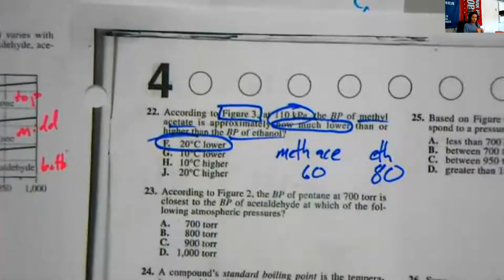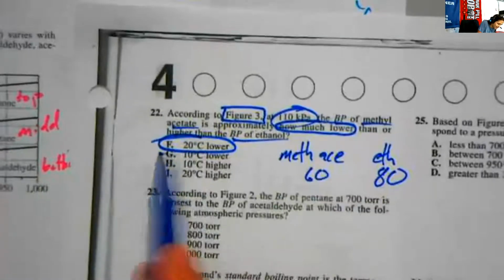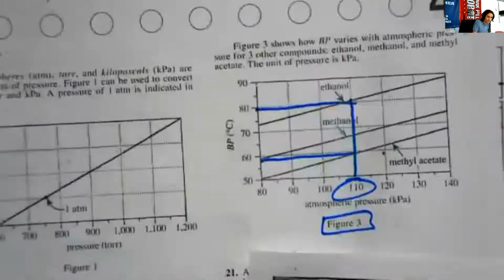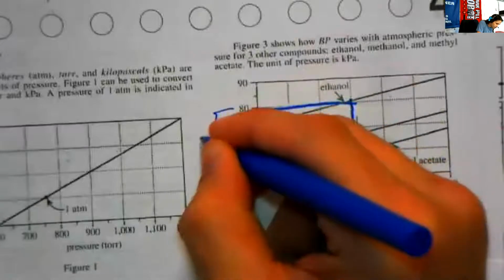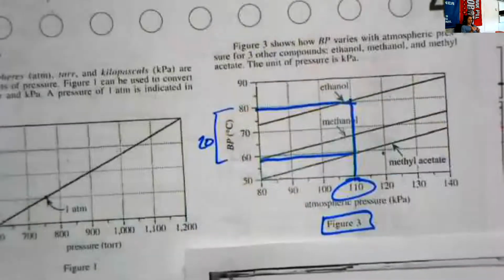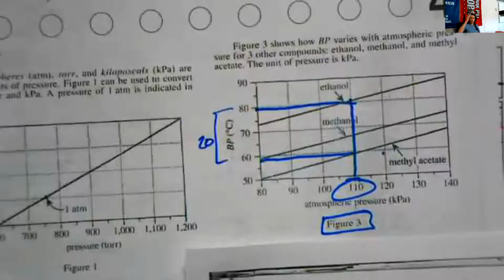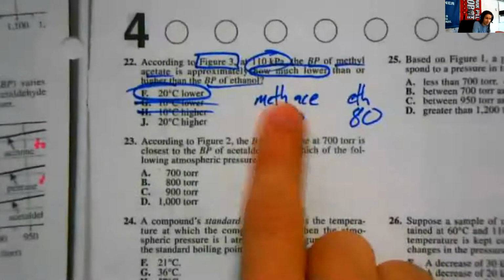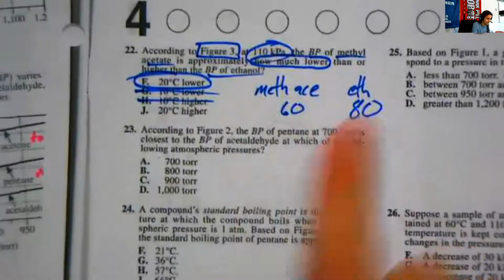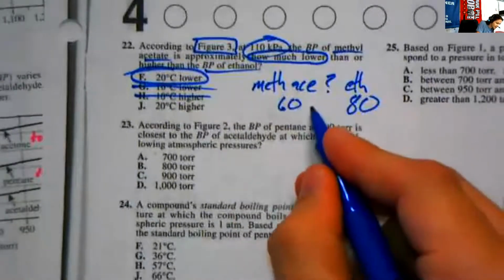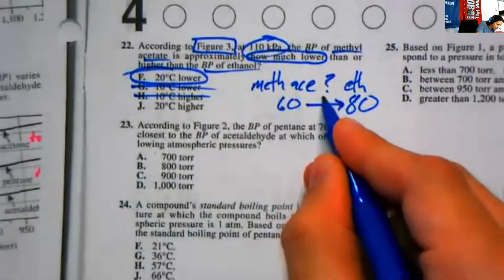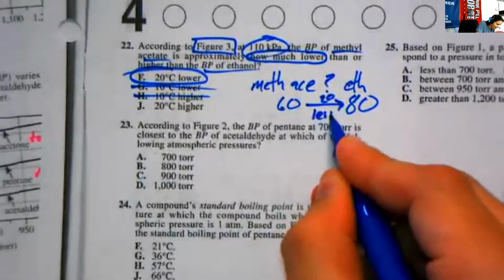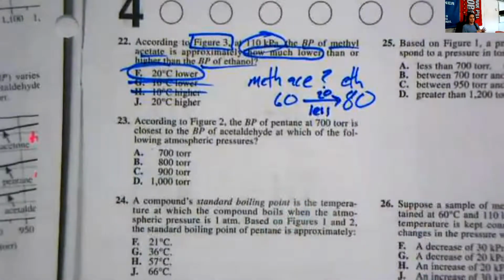than ethanol. The phrasing of that was goofy, right? You could have crossed out the 10s for sure. You can see that these are 20 apart. But the way the question's phrased, you got to say, okay, it's this one compared to that one. It's methyl acetate compared to ethanol. 60 is what? 20 less than 80. Okay, that's goofy because of the way they phrase the question.